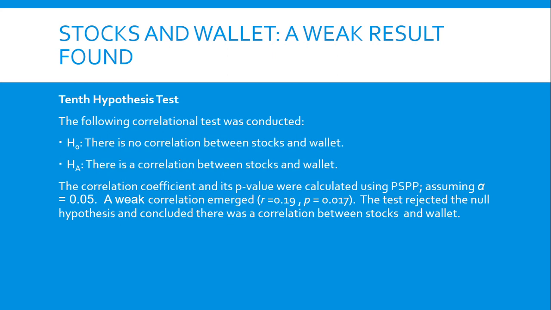Tenth hypothesis test between the variables stocks and wallet. Concluded in a weak result found. The R value was 0.19 and the p-value was 0.017. The test rejected the null hypothesis and concluded that there was a correlation between stocks and wallet.